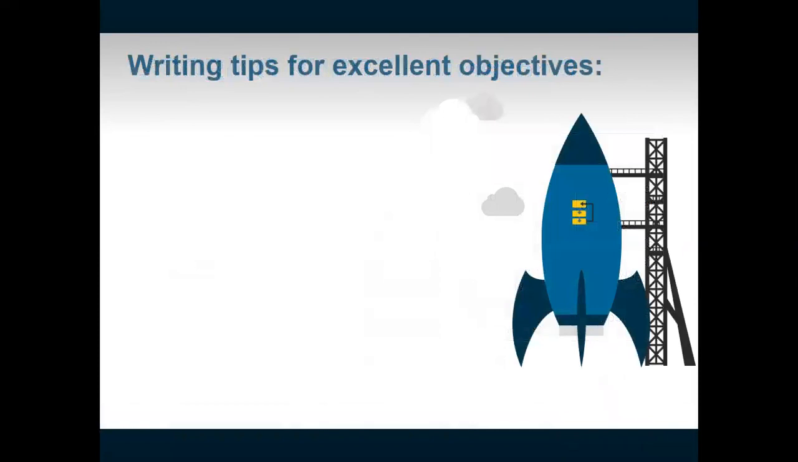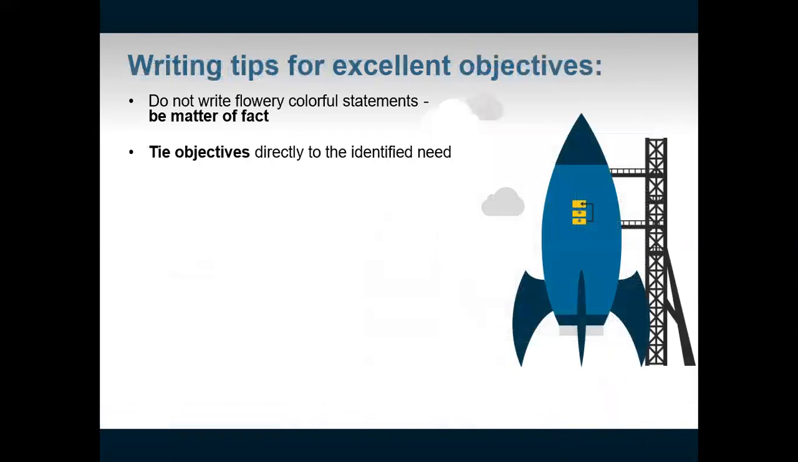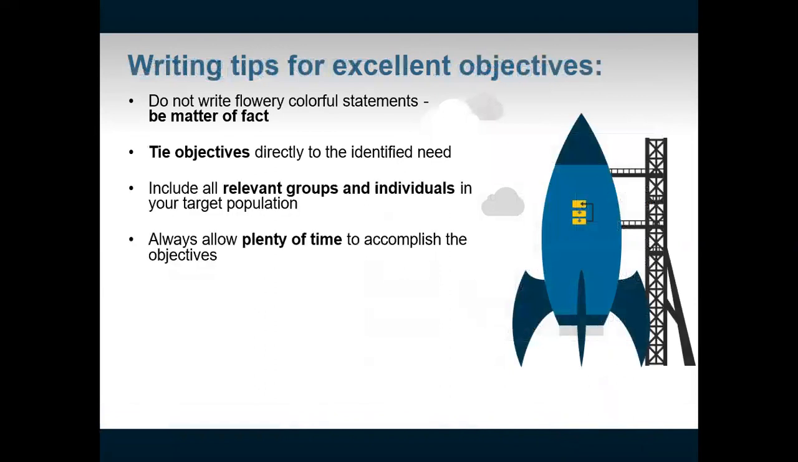Writing tips for success with regard to objectives. Again, no need to write flowery, colorful statements. Just be matter of fact about what it is that you're trying to accomplish through this particular project. You want to make certain that when you're writing your objectives that you're tying it back to the identified need. So always keep the unmet need in your case statement in mind as you're writing the application. You want to make sure that you're including all of your relevant groups and your target population within the context of what you're writing, and make sure that you've allowed plenty of time to accomplish your objectives in the application timeline in terms of the project implementation.